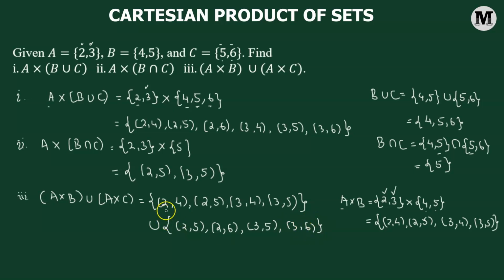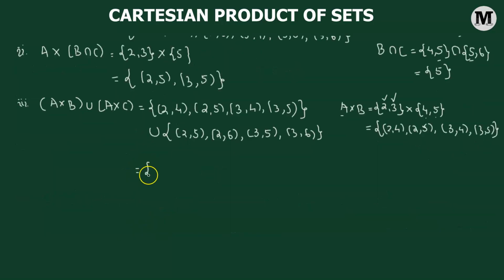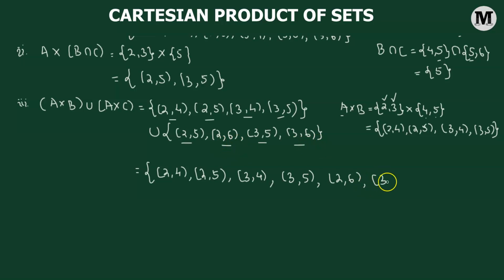Now that we have the Cartesian product of the two sets, we can easily find their union. So we have the ordered pair 2, 4. Next, we have the ordered pair 2, 5, but that's common to both of the two Cartesian products, so we're going to consider only a single ordered pair. Next we have 3, 4. Next we have the ordered pair 3, 5. Now 3, 5 is also present in the next set, so we will consider only a single ordered pair. And we have the remaining ordered pairs 2, 6 and 3, 6 from the second set as well. So this is going to be the union of the two Cartesian products A and B, and A and C.